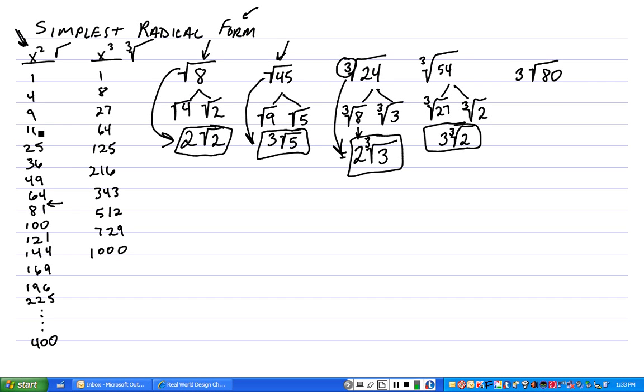Let's see, what about 16? 16 going into 80? Yes, it does. Alright, so 16 would be the biggest factor we found on our list that goes into 80. So 80 is like saying the square root of 16 times the square root of 5, because 16 times 5 is 80. Now we know square root of 16 to be 4, and the square root of 5 is not a perfect square, so it stays in the radical, right?